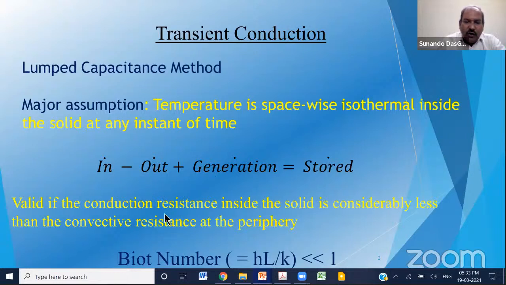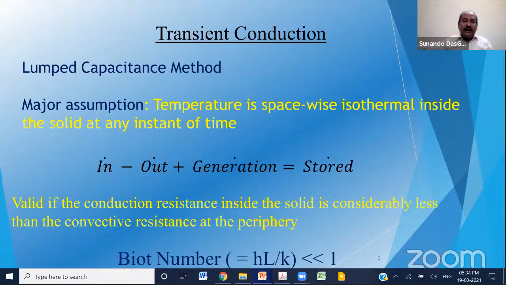And that can happen only when the conduction resistance inside the solid is very small as compared to the convection resistance in between the solid and the liquid. So the conductivity is so large that the entire solid is going to be at a constant temperature at any given instant of time, or the ball is so small in size that it's going to be at the same temperature at any given instant of time. At the next instant, the temperature may be different, but the temperature inside is going to be the same.